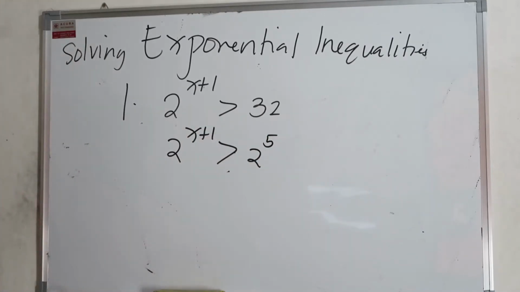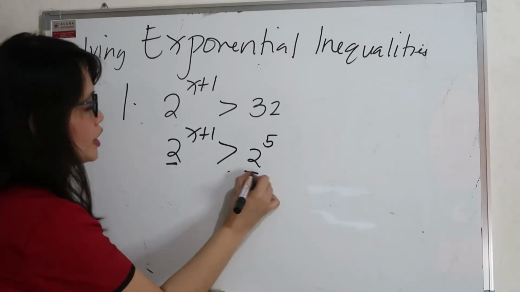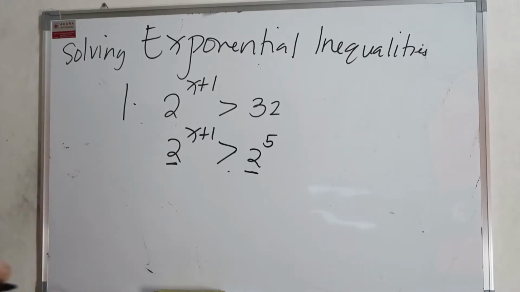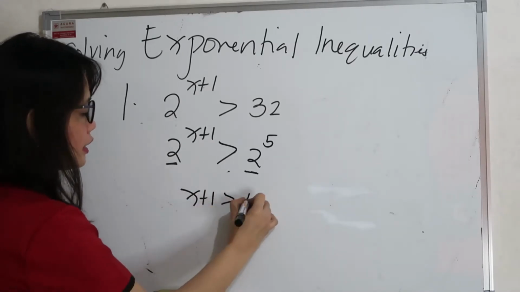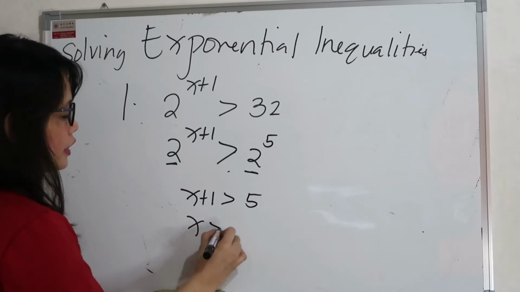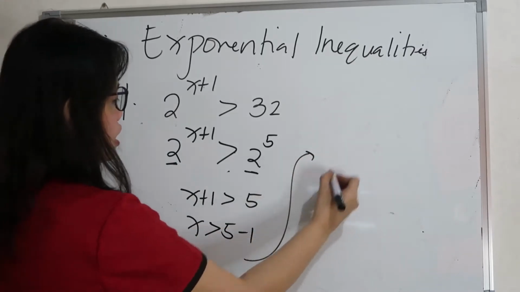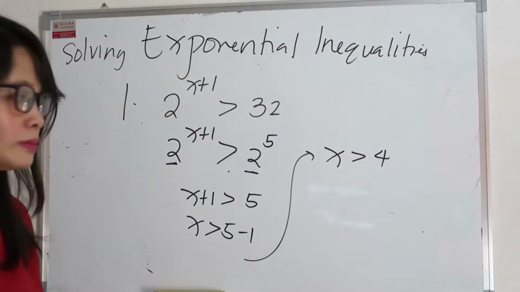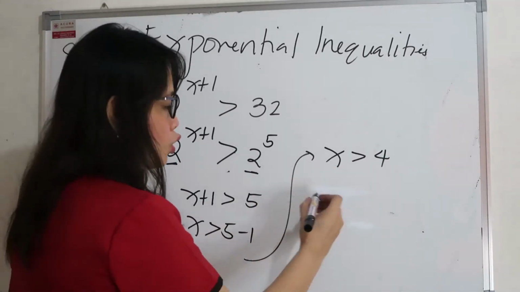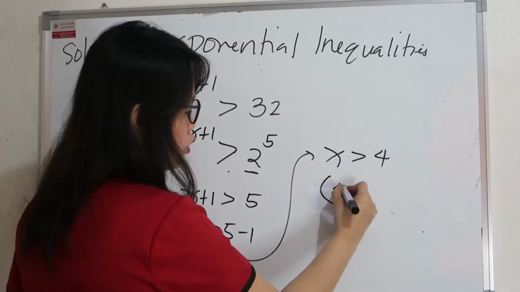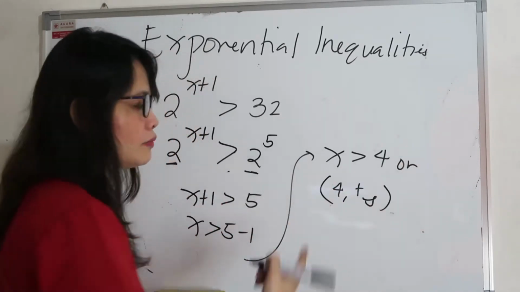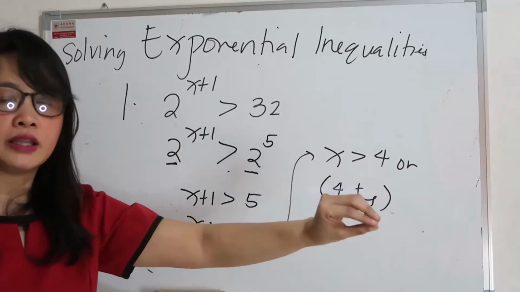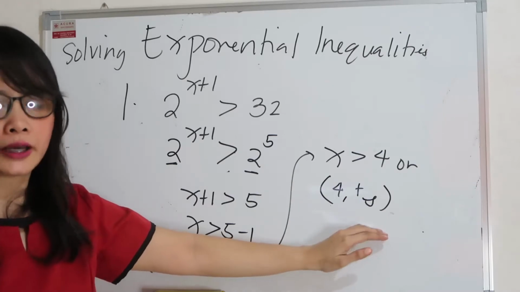Okay? Now what's next? If you have noticed, they have a common base, right? So if they have a common base, you can now equate their exponents. So that will become x plus 1 greater than 5. So x greater than 5 minus 1. Therefore, x must be greater than 4. Or you can write it as 4 to positive infinity. Any of the two. X greater than 4 or 4 to positive infinity. Any of the two are correct.